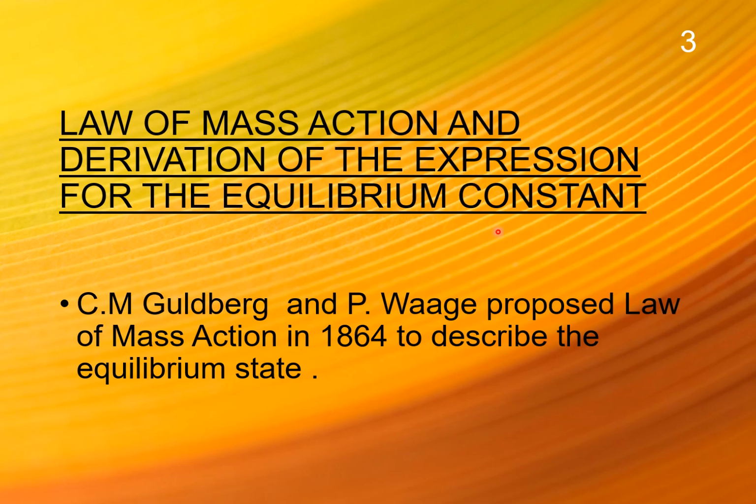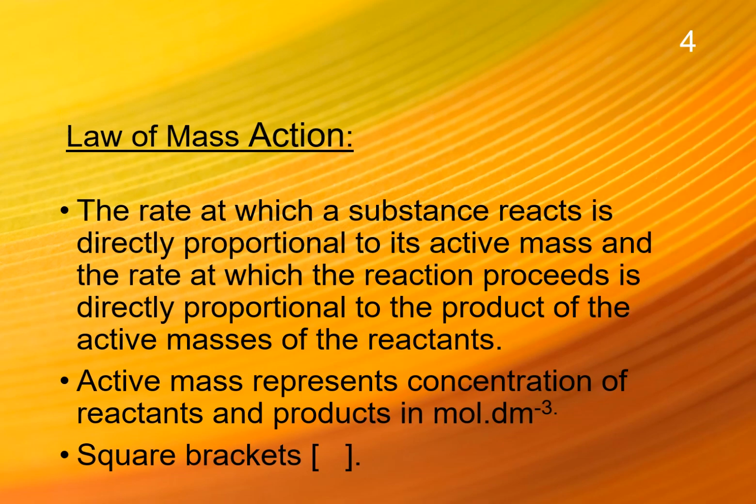Two scientists, C.M. Guldberg and P. Waage, proposed the law of mass action in 1864 to describe the equilibrium state of a chemical reaction. Law of mass action: the rate at which a substance reacts is directly proportional to its active mass, and the rate at which the reaction proceeds is directly proportional to the product of the active masses of the reactants.